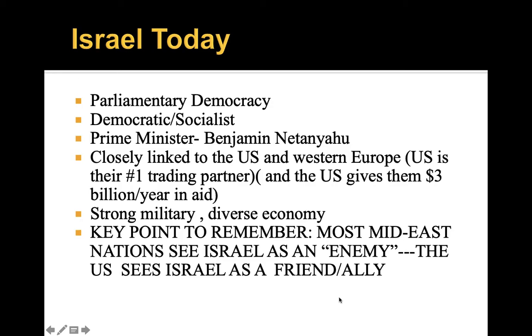Another key thing to remember as we focus on this section is that Israel is seen as a very, very important friend and ally of the United States by the US government, and has been for years. But most Eastern nations see Israel in a negative light because of the long periods of conflict they've had. So let's talk a little bit about some of those background issues.